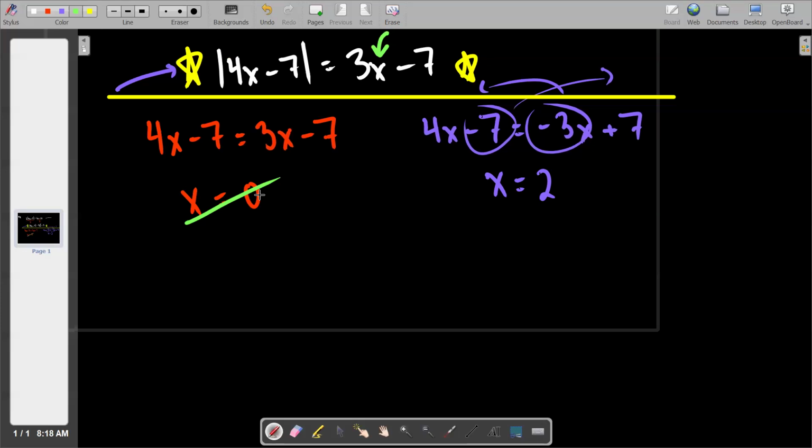And then if I put 2 back in place of where the green arrow is, again, I just do some math. 3 times 2 is 6, and 6 minus 7 is negative. And again, that's a deal breaker. So this one also gets crossed out. And the answer then to the problem is that there is no answer.